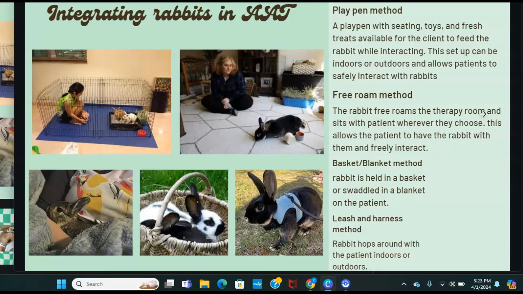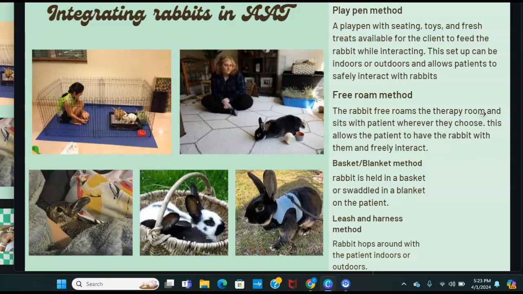Then we have the blanket method, where you basically swaddle the rabbit, and they actually love it. They love it. It makes them feel calm and secure. And the client or patient, they just hold the rabbit swaddled. And this is also a safe way for clients to hold rabbits and prevent jumping and scratching and things like that, especially if it's a younger person holding the rabbits.